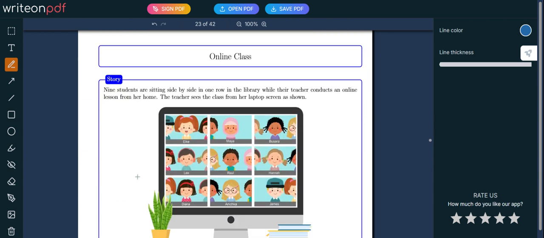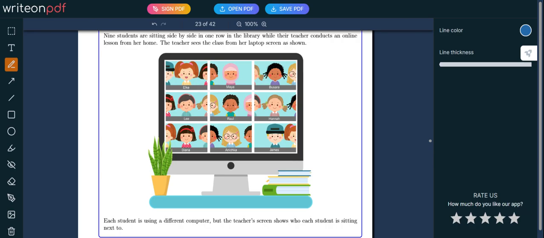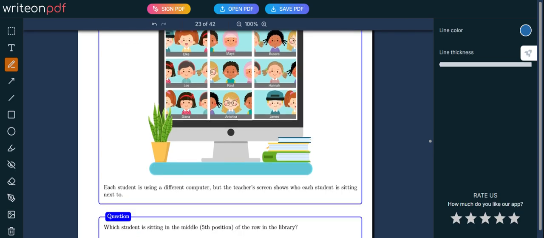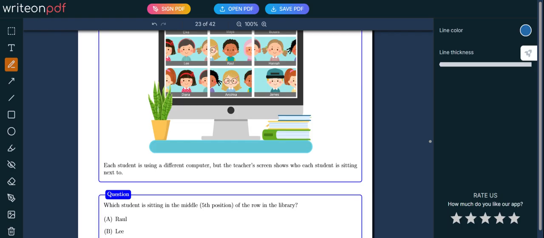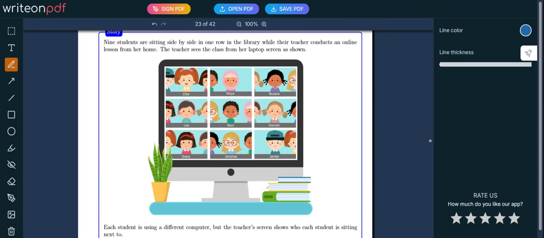Online class. 9 students are sitting side by side in one row in the library while their teacher conducts an online lesson from her home. The teacher sees the class on her laptop screen as shown. Each student is using a different computer, but the teacher's screen shows who each student is sitting next to. Which student is sitting in the middle, the 5th position of the row in the library?